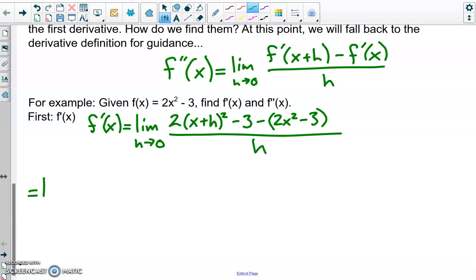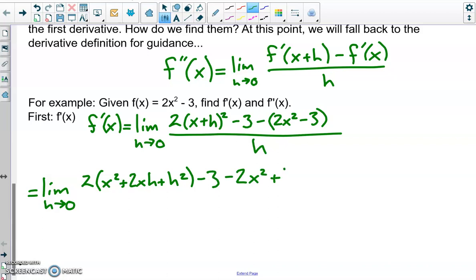And then we can do some algebraic manipulation here to get to our answer. So I've got to take that x plus h and square it, which means it's (x plus h) times (x plus h). Got to FOIL that out. So we'll have the 2 there, and then we'll have x squared plus 2xh plus h squared. And then minus 3, and then we'll distribute in, we'll get a minus 2x squared, and then plus 3 all over h.